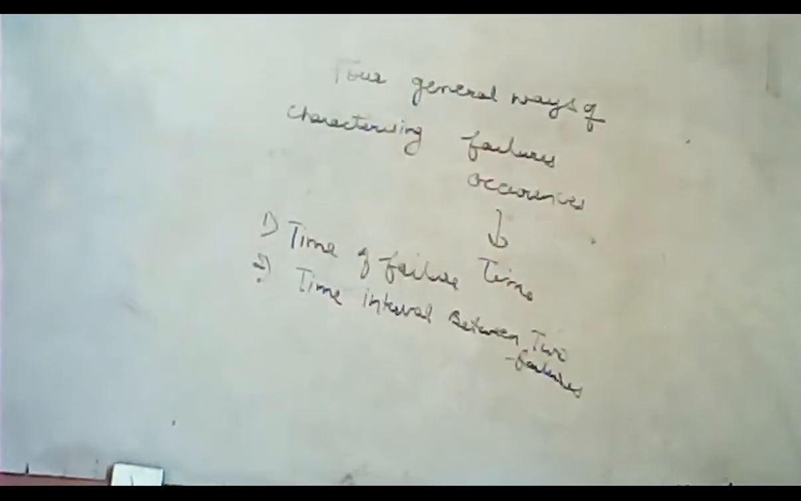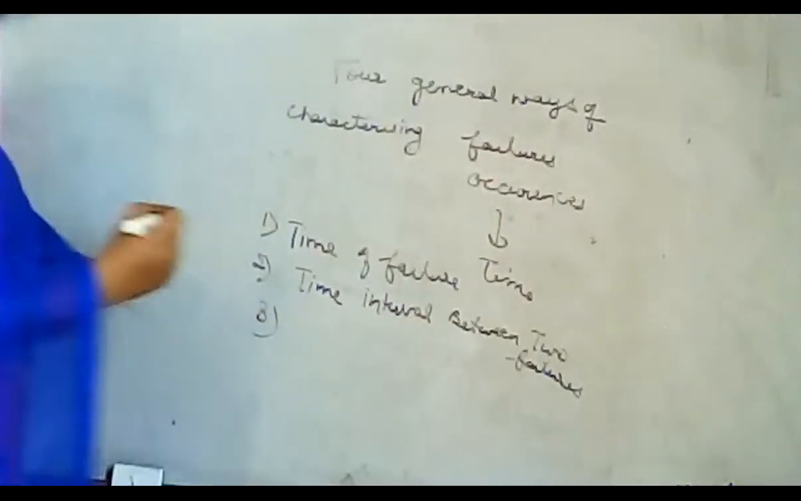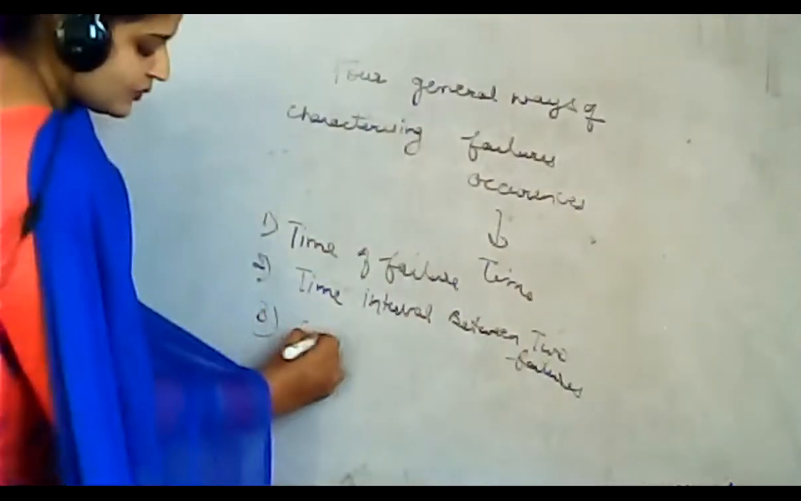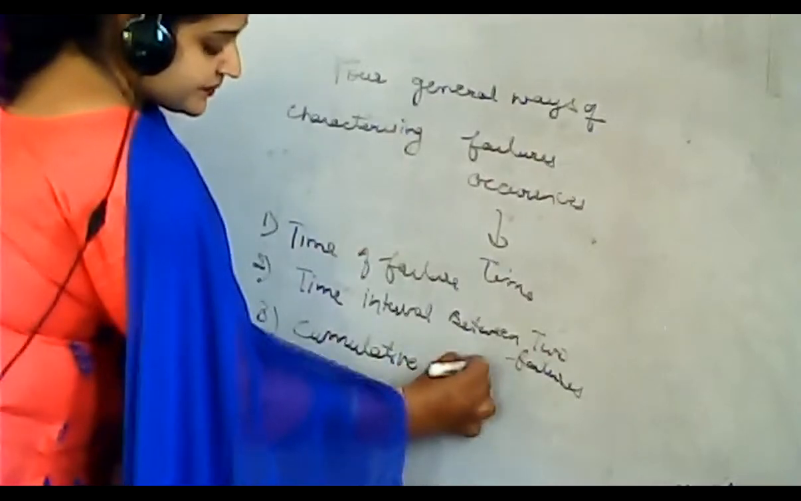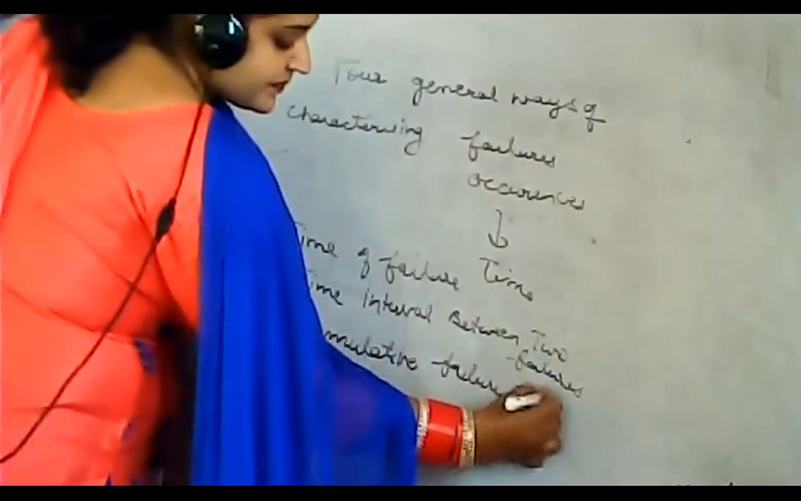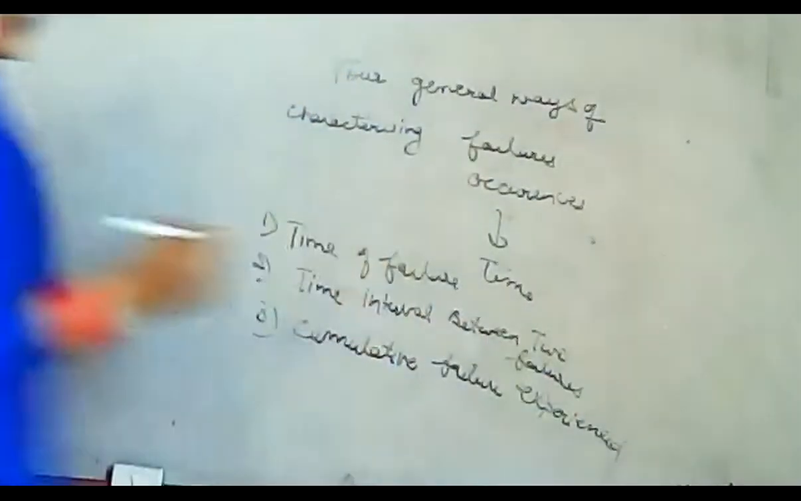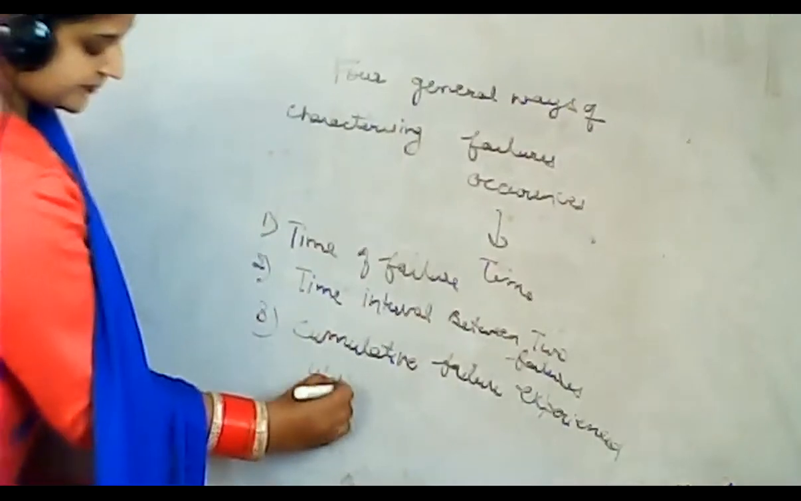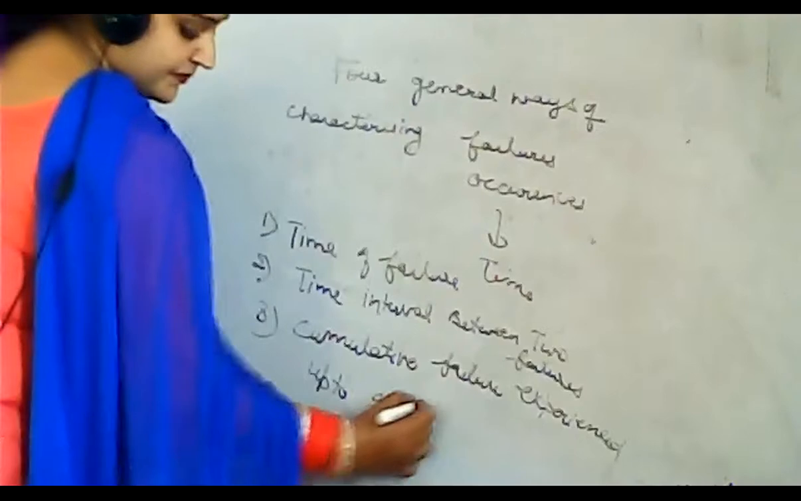Or we can say cumulative failure experienced up to a given time. What is the total cumulative time? That we can say cumulative failure experienced up to a given time.